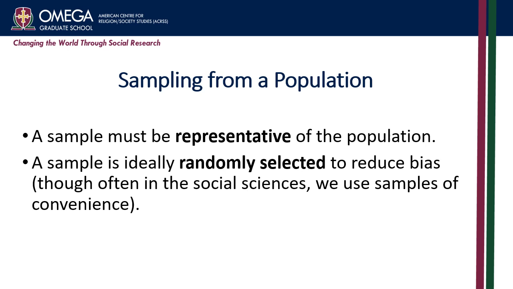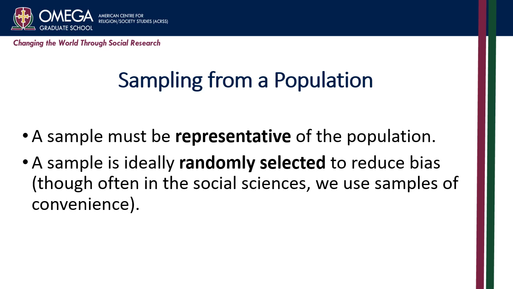And a sample is ideally randomly selected, and that's to reduce bias. So the idea is that we don't want to just pick people we want for participation in our research. We want to have a random representation so that we know that the people who participate in our research actually represent the wider population.